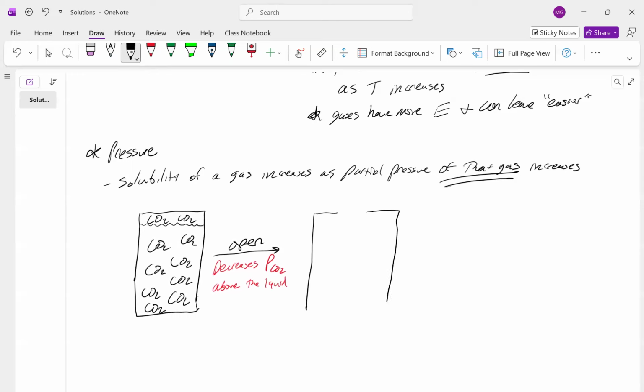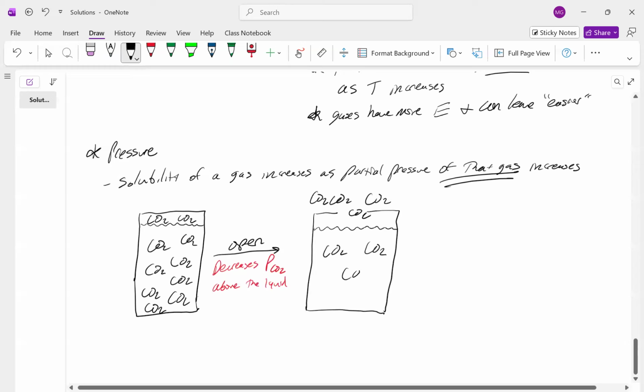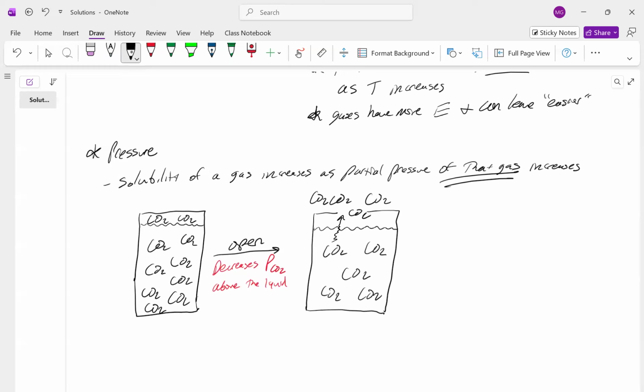And so now the soda is open and CO2 escapes. The partial pressure has decreased, and in fact, the CO2 that's in solution, there's going to be a lot less of it because it's going to start to come out since the partial pressure has decreased.